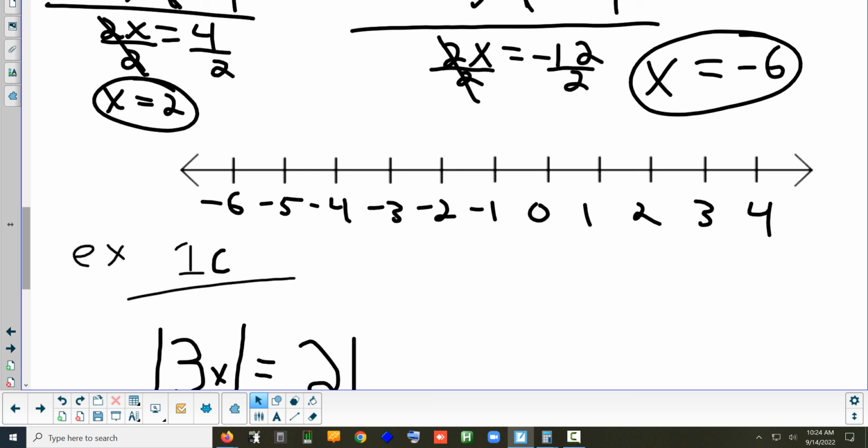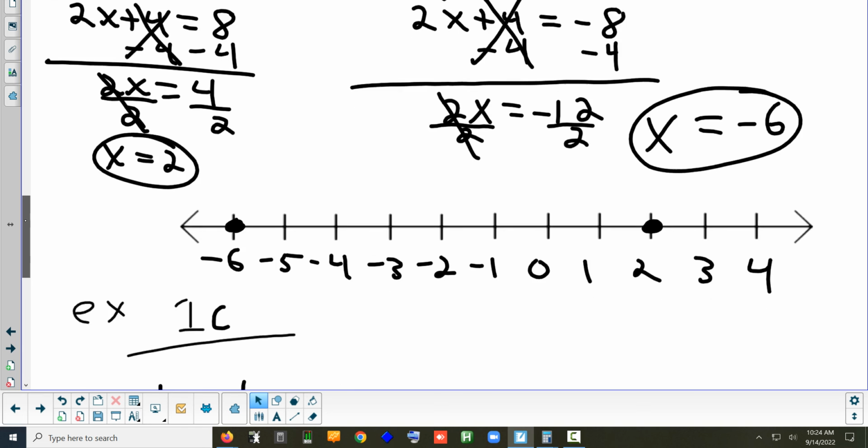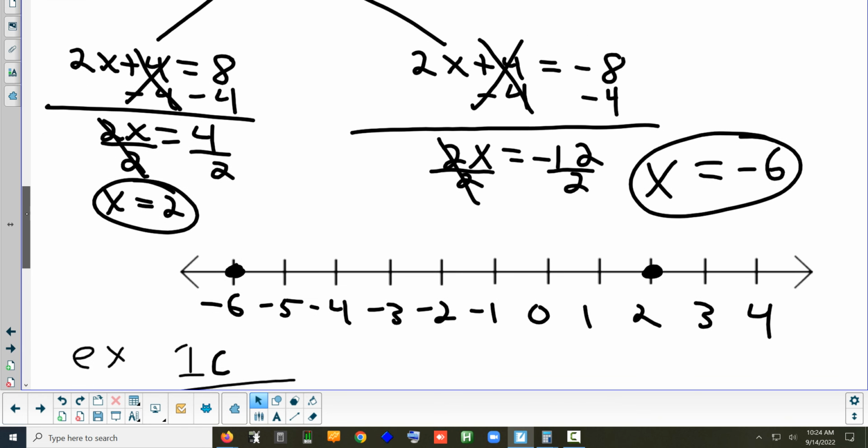And how do we graph our answers? What do we have to do? Yeah. Put a dot above each of those. Yeah, just put a dot. Make sure if you get this far that you don't mess up and accidentally put the dot on like negative 2. It's positive 2. So dot on positive 2 and on negative 6. Any questions on that?